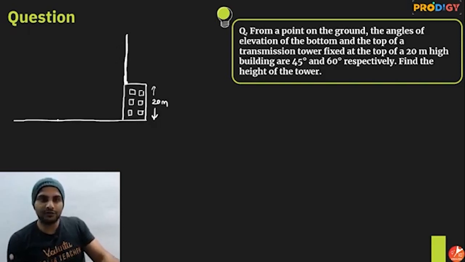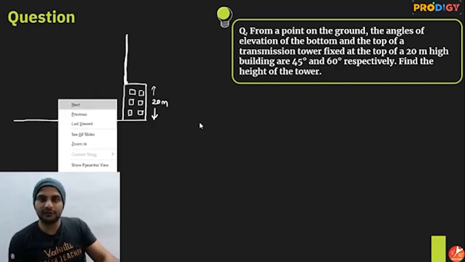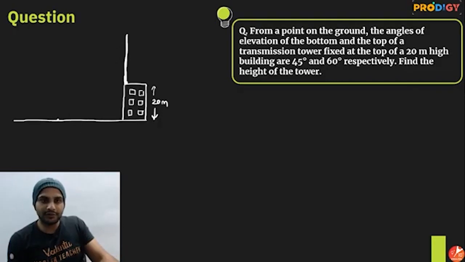Now from the ground, when you are looking, the bottom is at an angle of elevation of 45 degrees. When you look at the bottom, the angle of elevation is 45 degrees. And when you look at the top, from that same position, the angle of elevation means this complete angle.